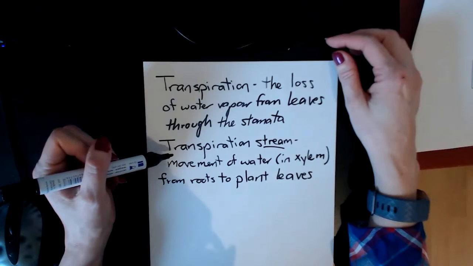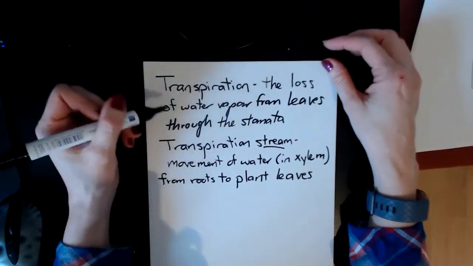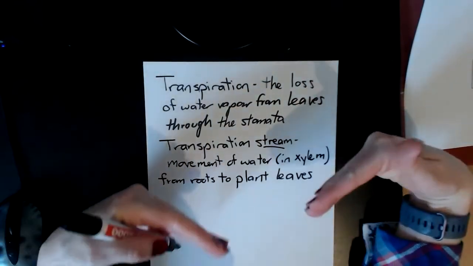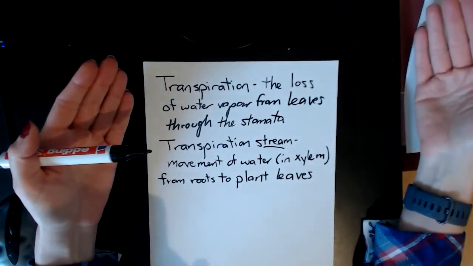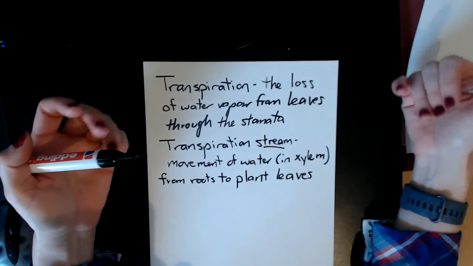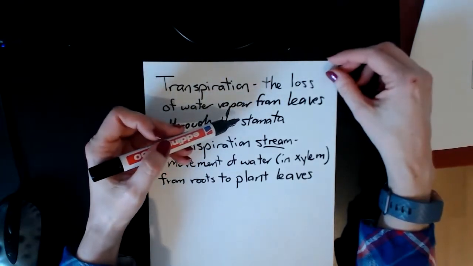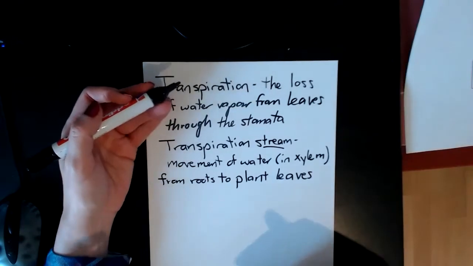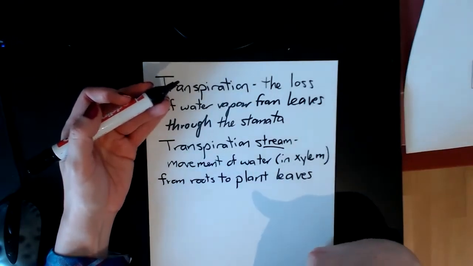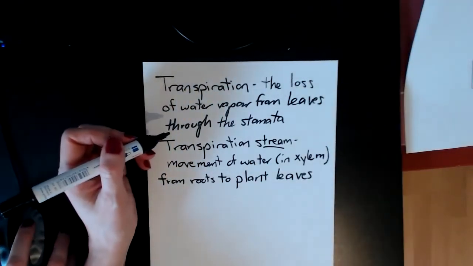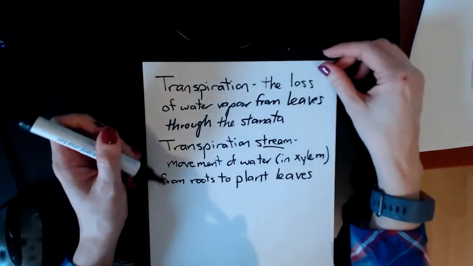Now, the transpiration stream happens because the water vapor is leaving, and so what that does is it pulls up the water from the roots, and it acts like a giant straw. So the idea that you're losing water vapor here in the leaves actually is what causes the water to move from the roots against gravity and up into the leaves. And so you should be able to describe that.